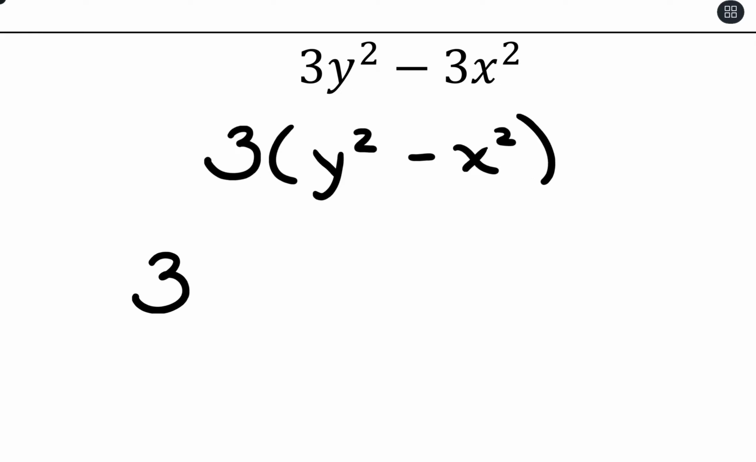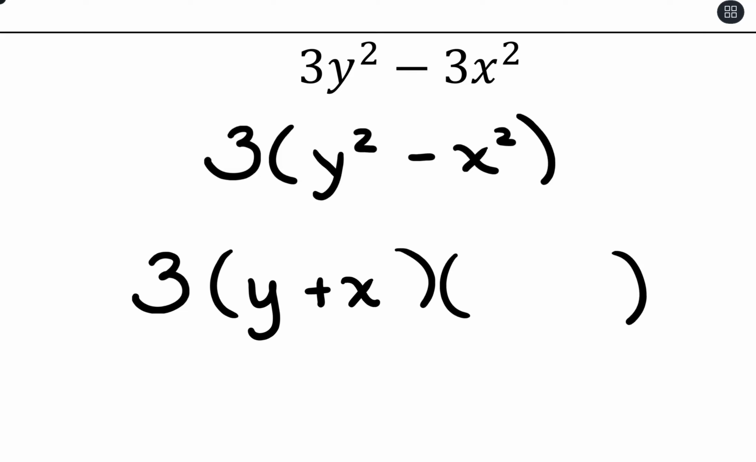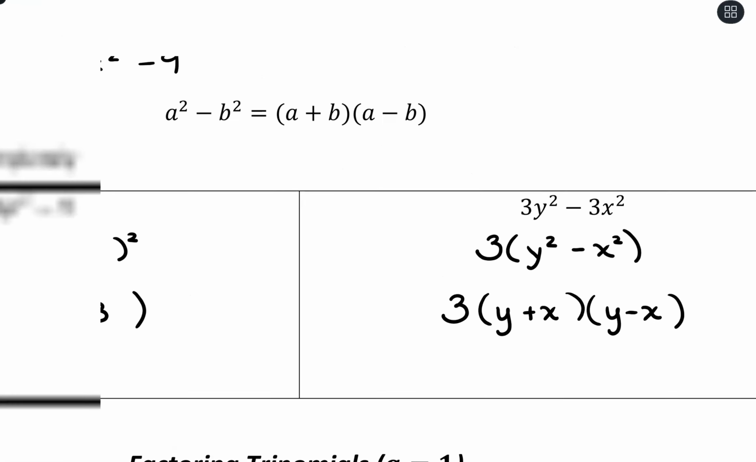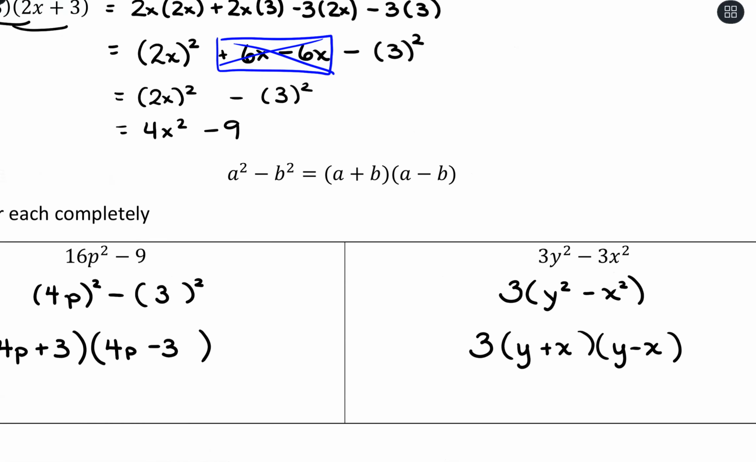So 3 is going to keep hanging out front, and then we're going to have our two factors, one which is the addition of the two terms, one which is the subtraction of the two terms. And that's how we can factor with our difference of squares.